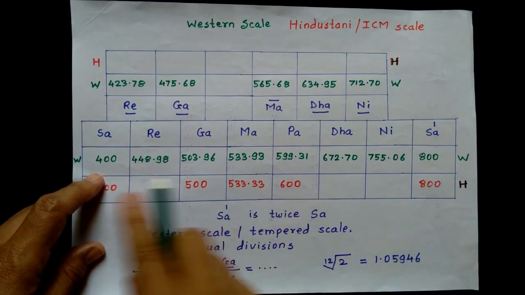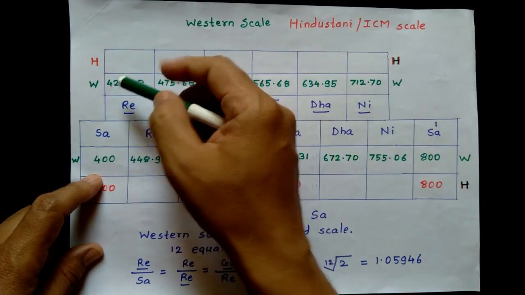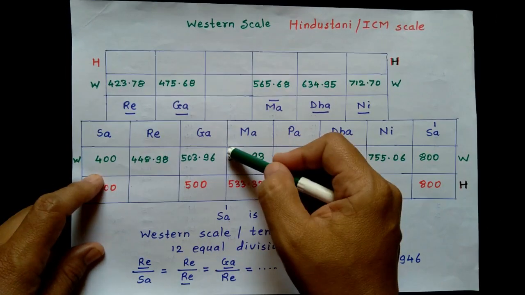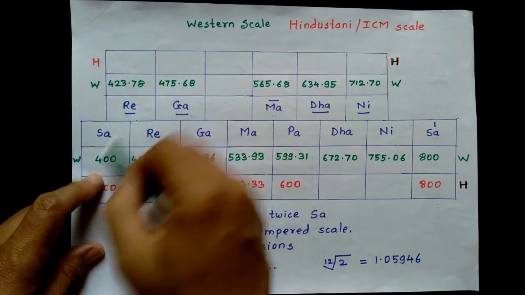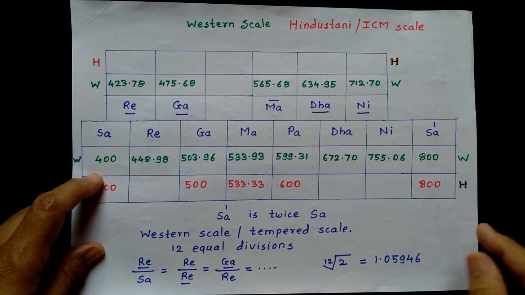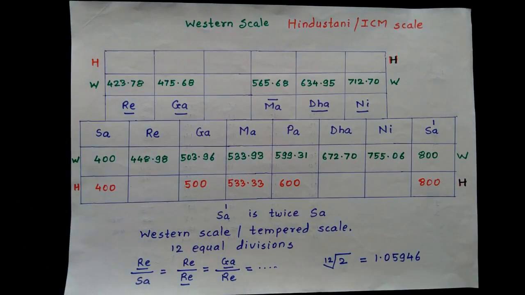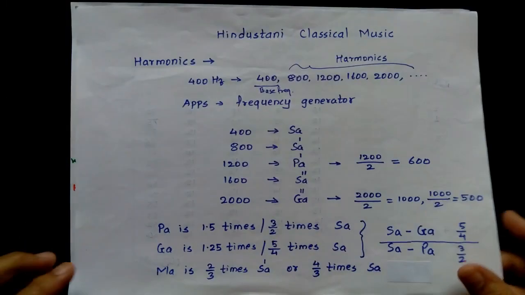So this is the Western scale. In the Western scale, successive swaras are at equal ratio. So the ratio between successive swaras is maintained in the Western scale. Now, this is not the case in Indian classical music. Indian classical music follows the theory of harmonics.